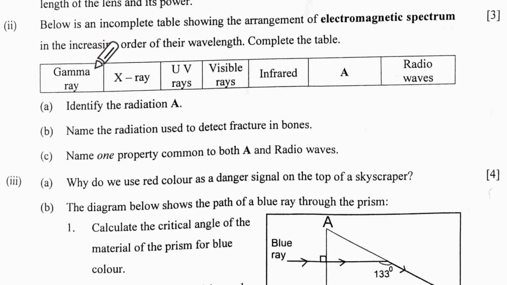Question 4, second part. Below is an incomplete table showing the arrangement of electromagnetic spectrum in increasing order of their wavelength. Complete the table, and they are starting with gamma, then X, UV, visible infrared. So this will be micro. So let's look at our questions. Identify the radiation A, and that will be microwave.